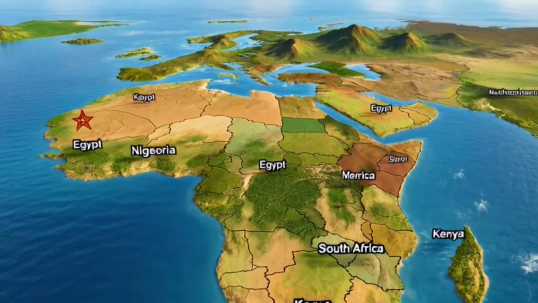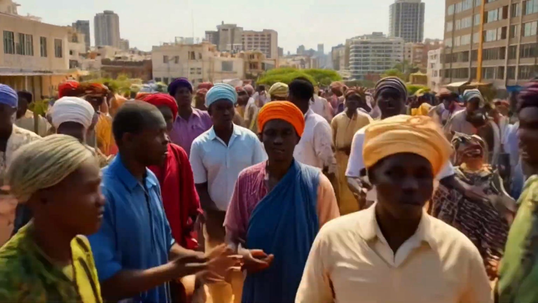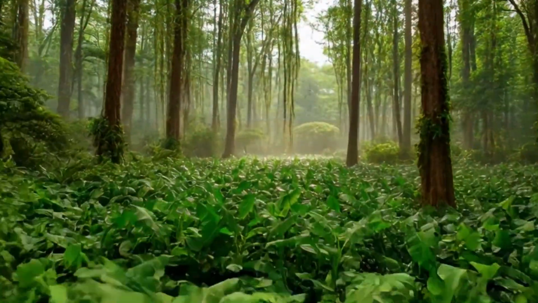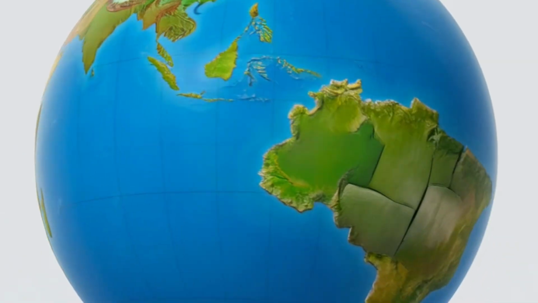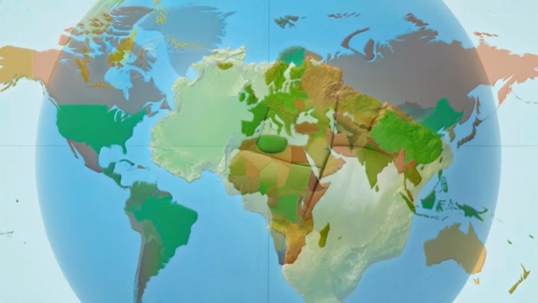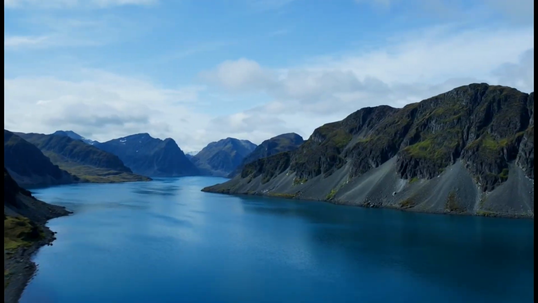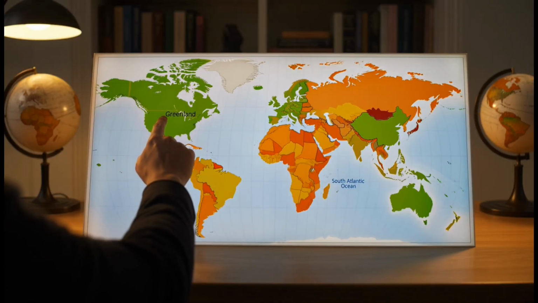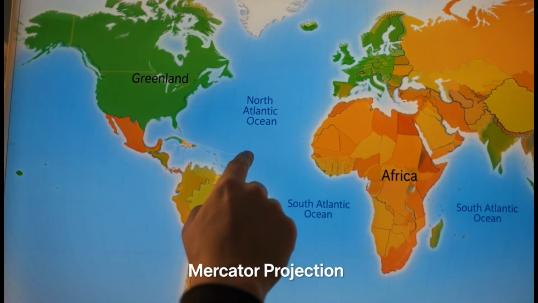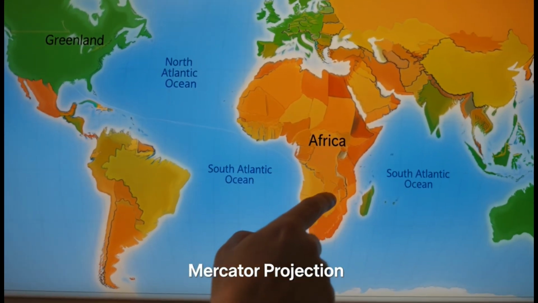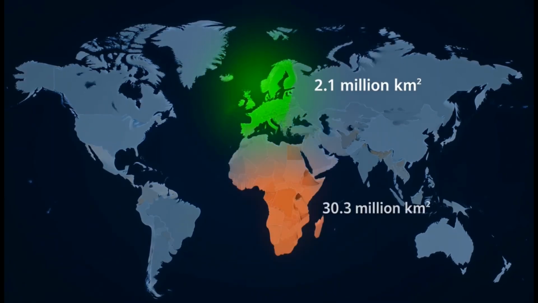We're talking about a continent with 54 countries, over 1 billion people, and ecosystems ranging from the Sahara to tropical rainforest to the Serengeti. But on a Mercator map, it just sits there looking like a medium-sized blob near the equator. Greenland, we already mentioned it. But let's really sit with this one. On a Mercator map, Greenland looks roughly the same size as Africa. In reality, it's about 2.1 million square kilometers. Africa is 30.3 million.